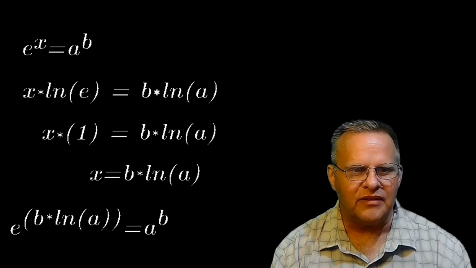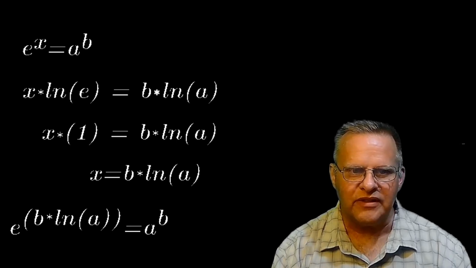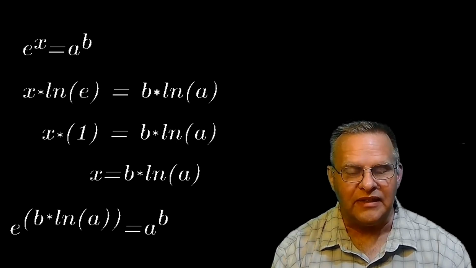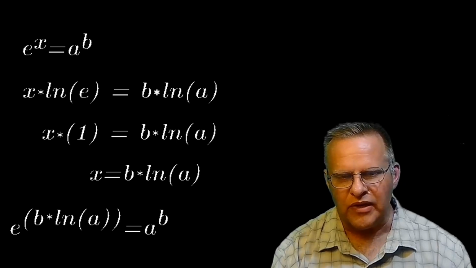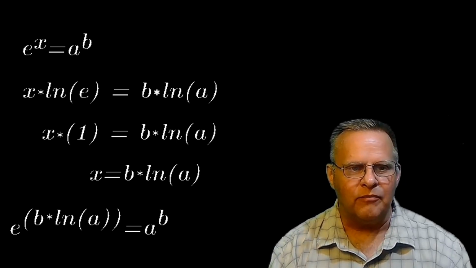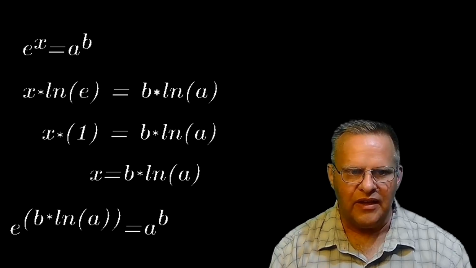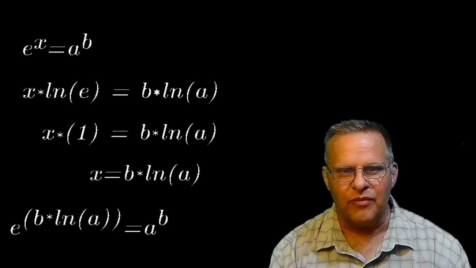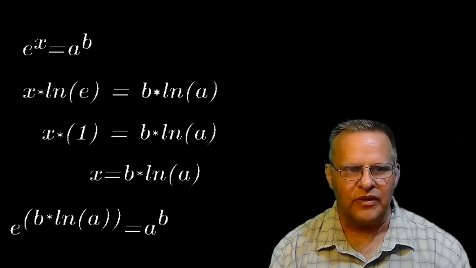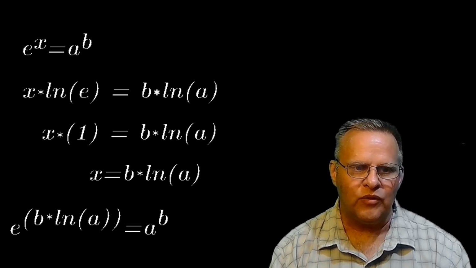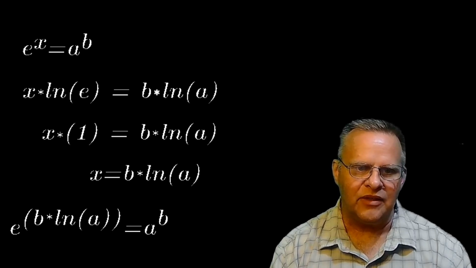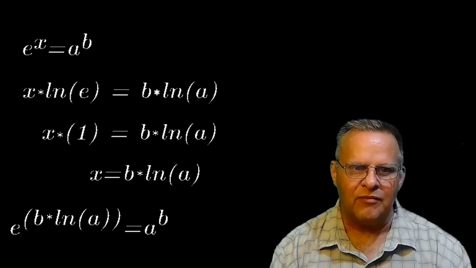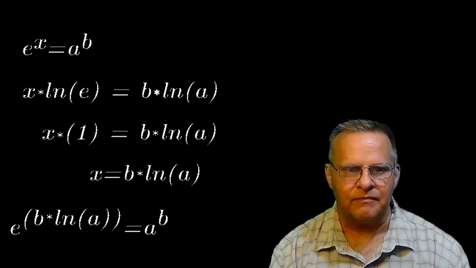Now the log to base e of any number e is always equal to 1. So the log to base e of e is also equal to 1. So b times the natural log of a equals x times 1. Now taking this result and combining it with what we started with, we get a to the b equals e to the x, and finally a to the b is equal to e raised to b times the natural log of a. This is how to solve exponents.